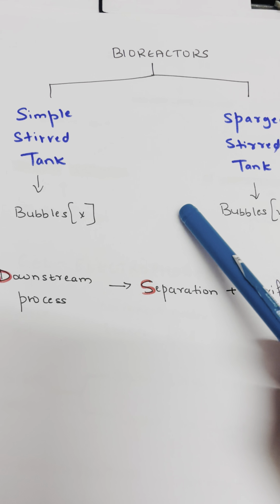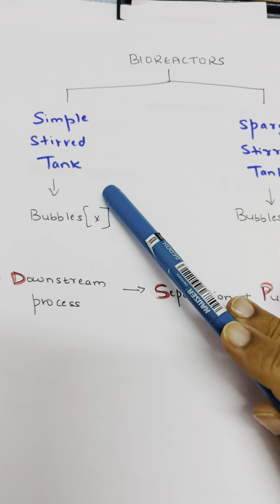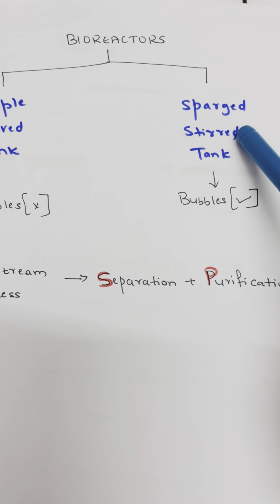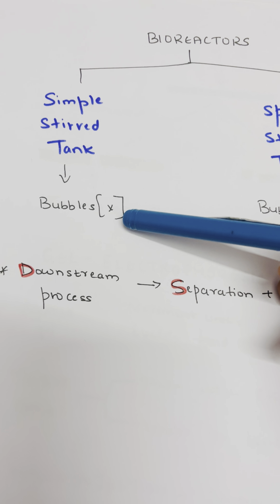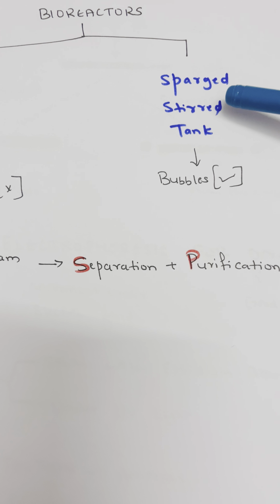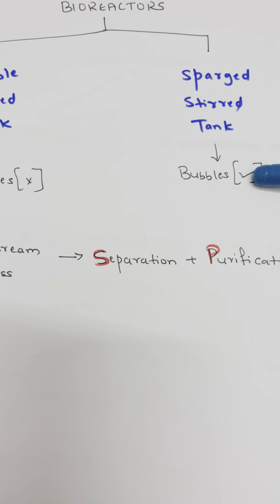Bioreactors. There are two types of bioreactors. Simple stirred tank bioreactor and sparged stirred tank bioreactor. Simple, as the name indicates, here there is no formation of bubbles. And here in the sparged stirred tank, bubbles are formed.